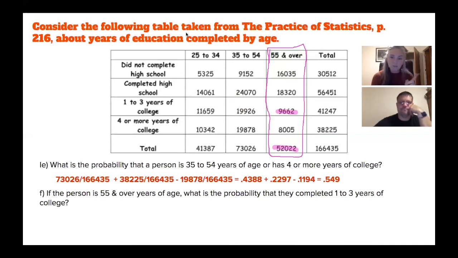Remember we talked about this, the whatever is after the given is the denominator. So in this case, think about the condition as the denominator. So the condition is if the person is 55 and over. So easy peasy, right?